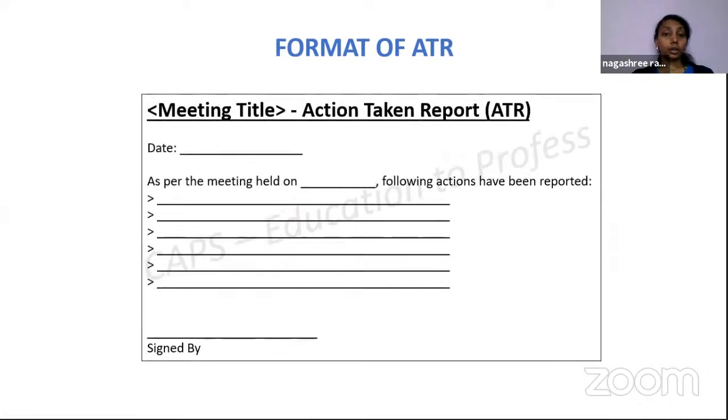So after minutes, we have the action taken report. Now, what is an ATR? This report tells us, based on the minutes, whether whoever was held responsible for a particular action has completed it or not. This is a pretty simple format wherein you just say the date, and as for the meeting held on so and so date, the following actions have been reported, whatever your pointers are, and then signed by so and so. Right?